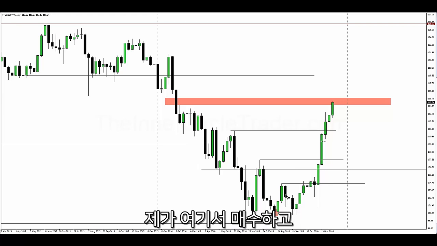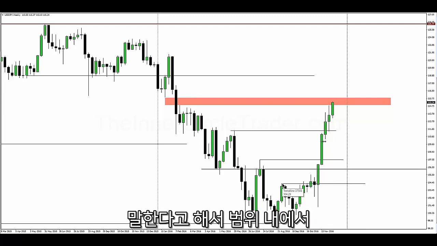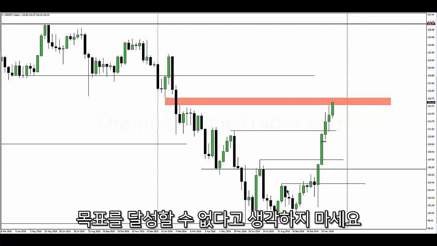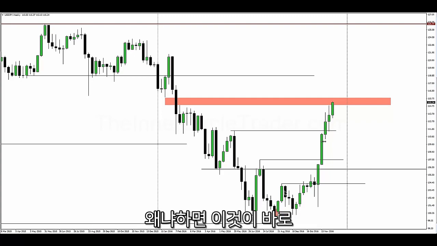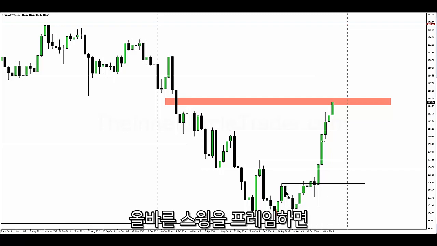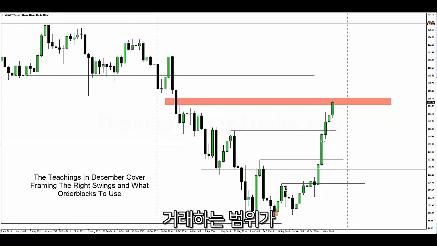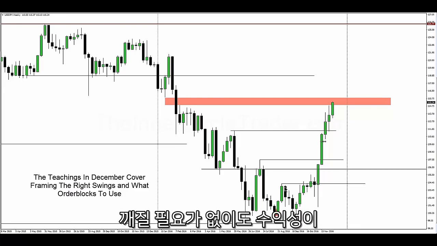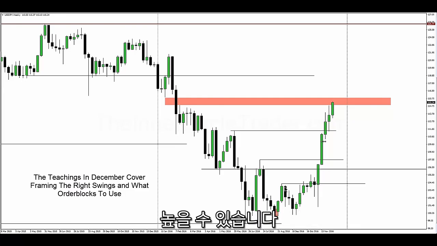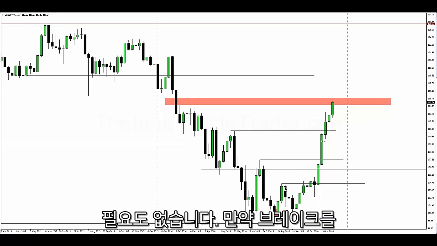So don't think that just because I'm saying we have to be a buyer down here and looking for an exit above the old high, you can't get all of your objective and your goal inside the range. Because again, that's the beauty of trading price action: you don't need the range to break. If you frame the right swing, you don't need the range that you're trading in to break to be wildly profitable. You don't need it to move well beyond the range high either, if you're looking for it to break.